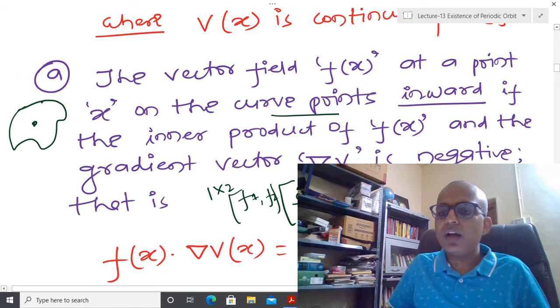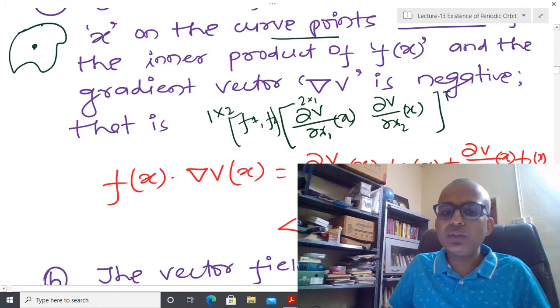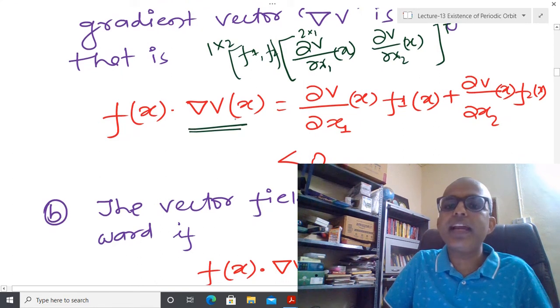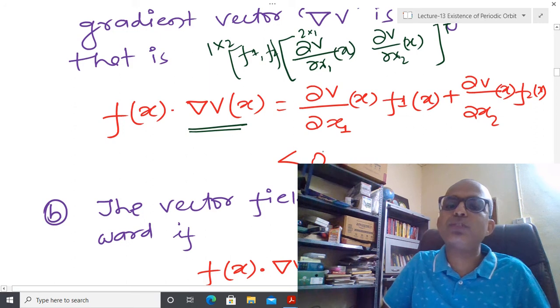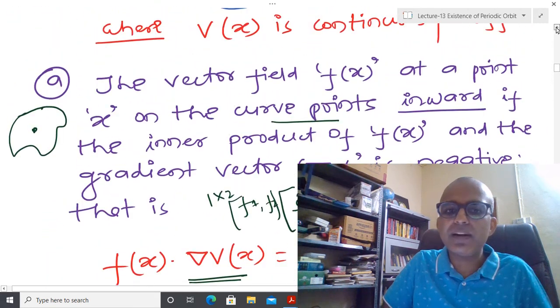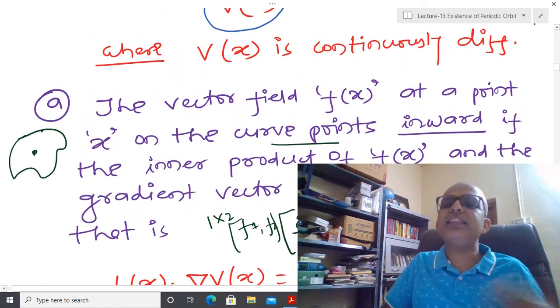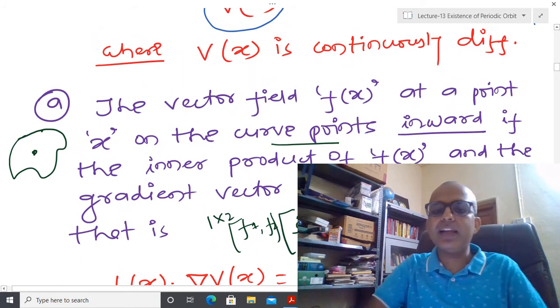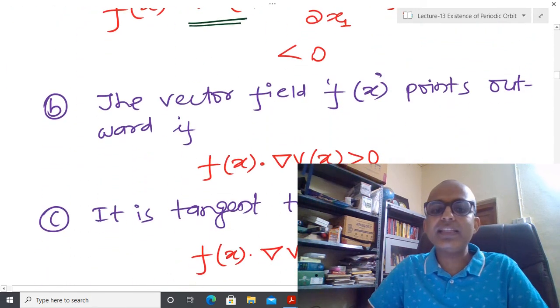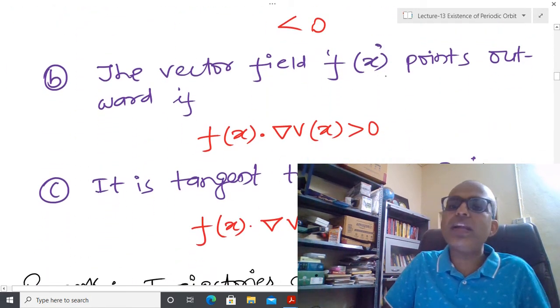So I am going to check this f(x) and the gradient of this, and their inner product should be less than 0. If that is less than 0, then I can guarantee that the vector field is in the inward direction. Similarly, if this becomes positive, then the vector field points outward, and if this is equal to 0, then the vector field becomes tangential.